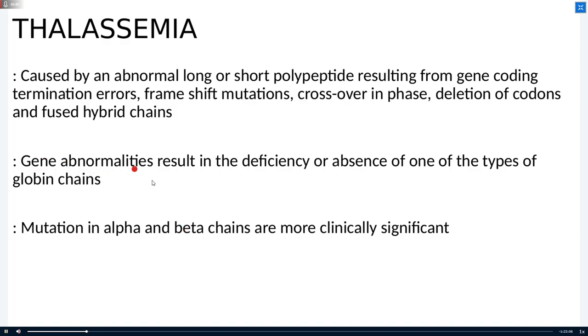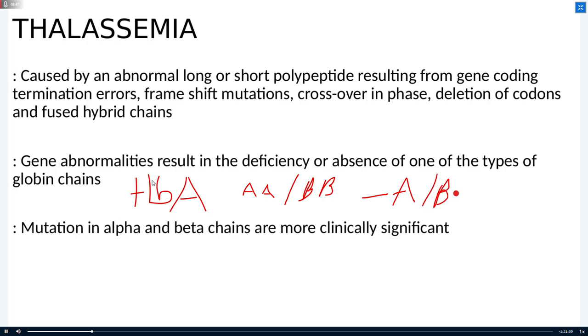Now, thalassemia class are gene abnormalities resulting in the deficiency or absence of one of the types of your globin chains. Now, do you recall your globin chains sa adult hemoglobin? What is your globin chain in adult hemoglobin, class? If you recall? 2 alpha, 2 beta. Okay. Hindi ko kasi madrawing yung symbol ng alpha sa beta dito, but let's just call alpha AA. So AA and beta. So what happens here, class, kapag may thalassemia kayo is that you would be missing one or more of your globin chains. So instead of having 2 alpha or 2 beta, you would have a single alpha and 2 beta.